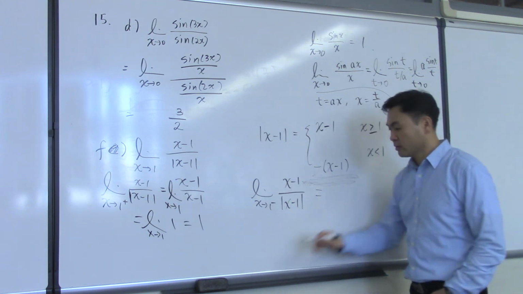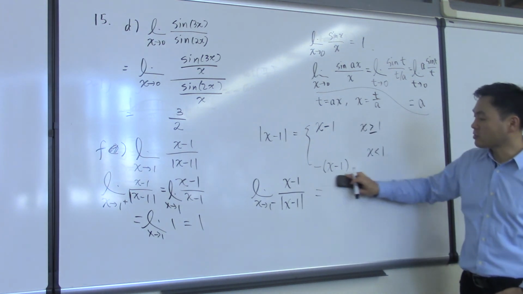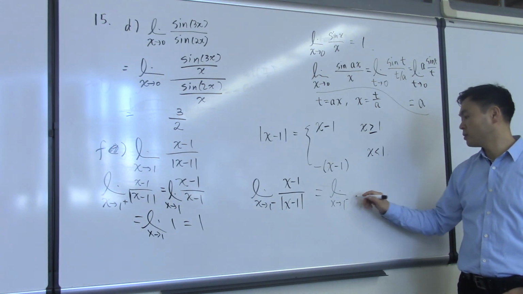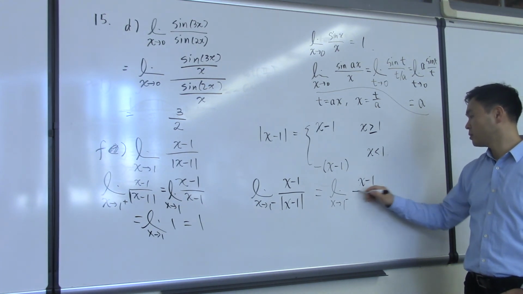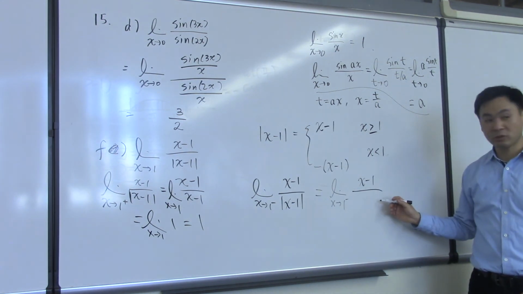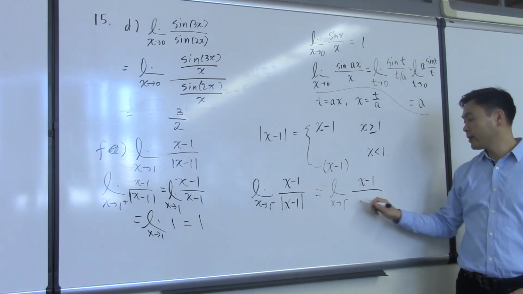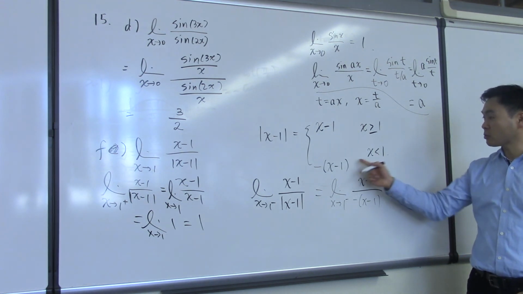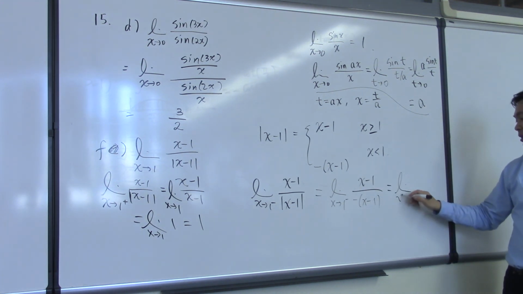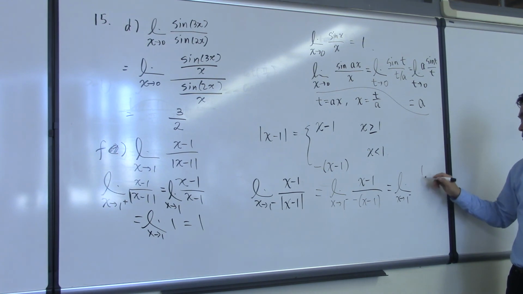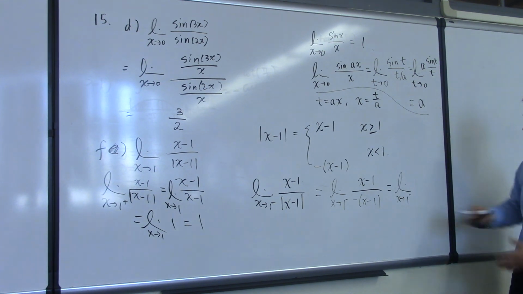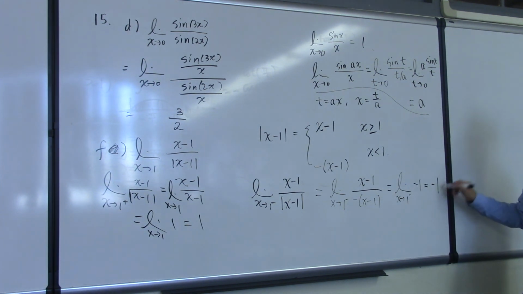Okay, how about this one? What does the bottom evaluate to? This bottom, the absolute value of x minus 1, can be switched to negative x minus 1. So that's what we figured out, right? So if you divide top and bottom, you just get negative 1. So the answer is negative 1.